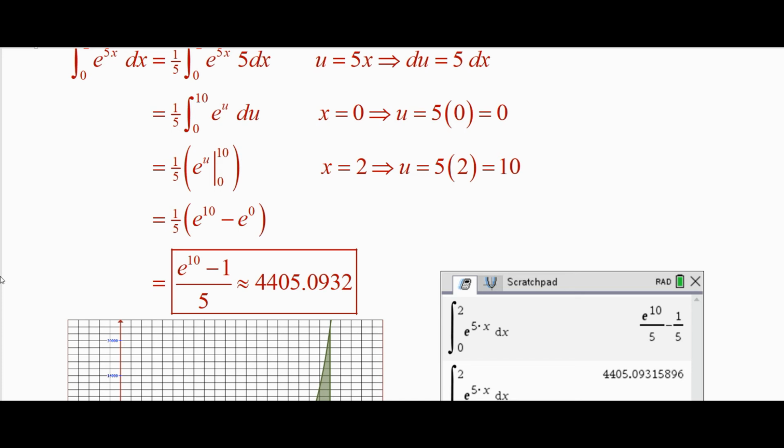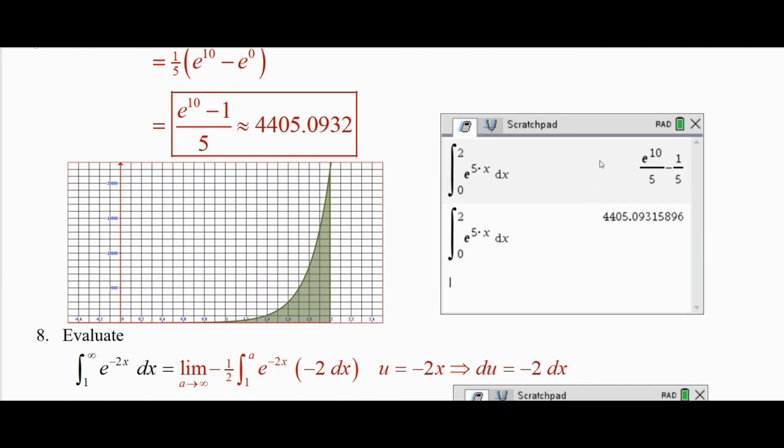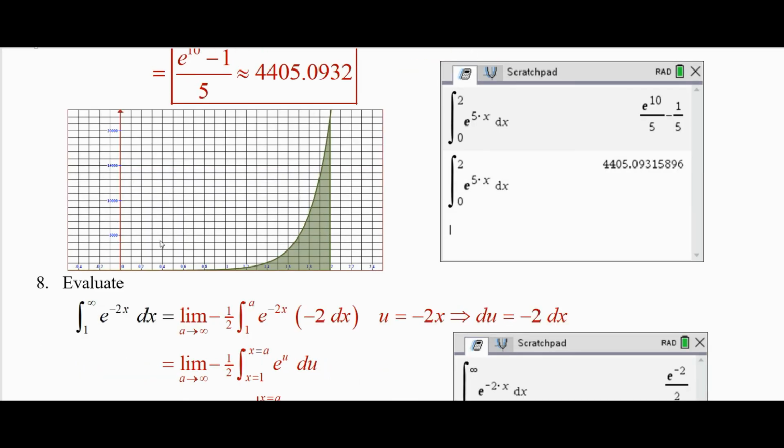That turns out to be approximately 4,405.0932. Again, there's the check on the TI Nspire CAS. And here's the illustration. We're talking about a graph like this, the area between it and the x-axis. This is way up there in terms of numbers because it's zoomed way out in terms of the vertical scale.